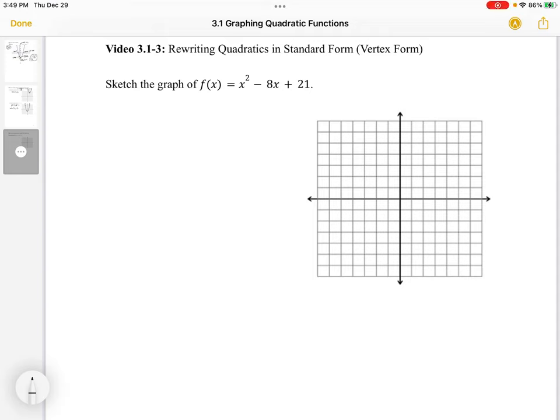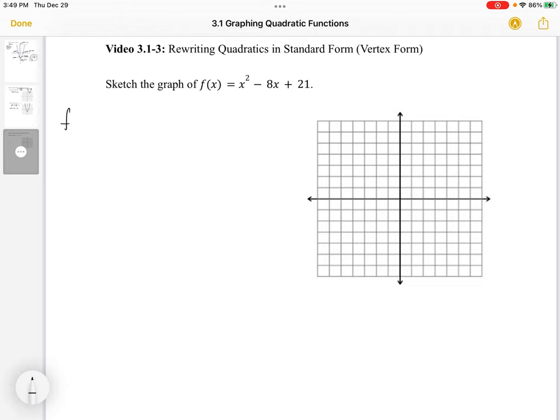In this video, we're going to be sketching graphs of quadratics that are not in standard form or vertex form. So we're going to have to rewrite these equations so that they are in vertex form. So let's look at this first equation. We have x squared minus 8x plus 21.